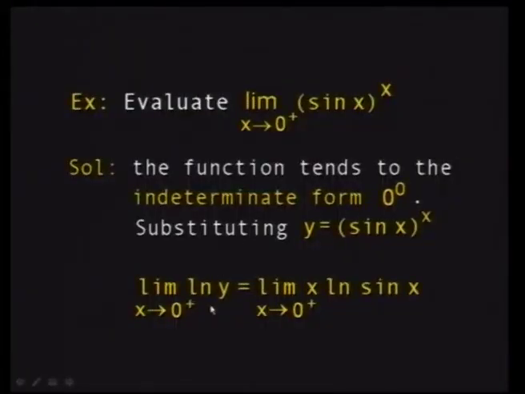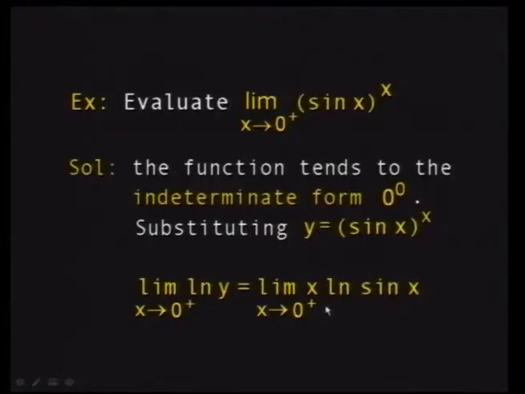You get the limit of ln y is equal to the limit of the logarithm. If y is equal to sine x to the power x, the logarithm of y becomes equal to x ln sine x. You take the limit of this expression, and then you invert, because the logarithm is a continuous function, so you can insert the limit inside the logarithm. First of all, we have to calculate this limit. When x tends to 0, you get infinity times 0.